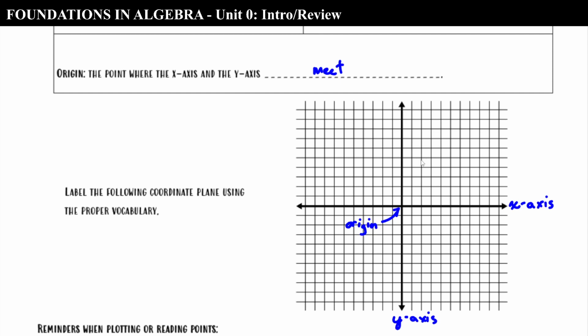I also want to point out that we have four quadrants. You have quadrant 1, quadrant 2, and we use Roman numerals to number them, quadrant 3 and quadrant 4. We start with where everything's positive and work our way counterclockwise around the axes.